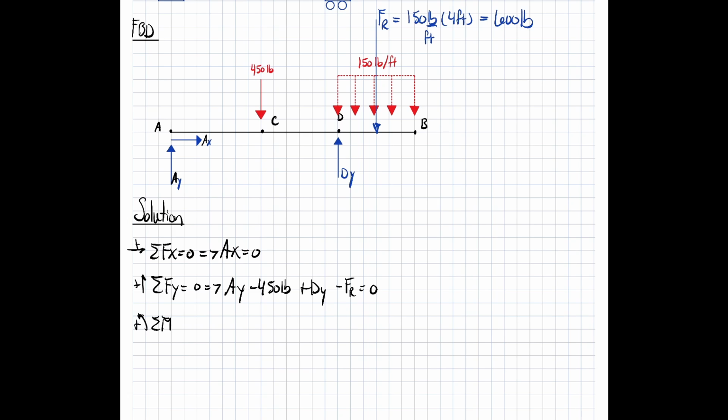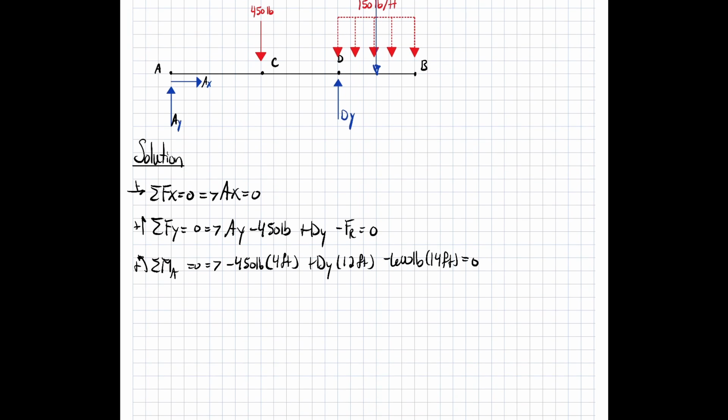We have a positive counterclockwise. I'm going to take this about A, all equal to 0. We get negative 450 pounds times a perpendicular distance of 4 feet plus dy times its perpendicular distance of 12 feet minus our 600 pounds, which is our first force resultant, times its perpendicular distance of 14 feet, all equal to 0. Now we can solve for dy. We get dy to be 850 pounds.